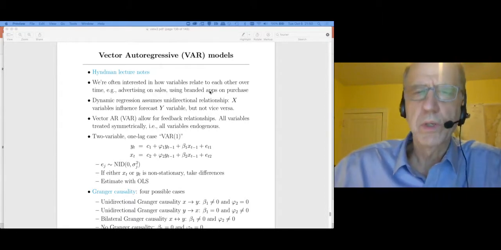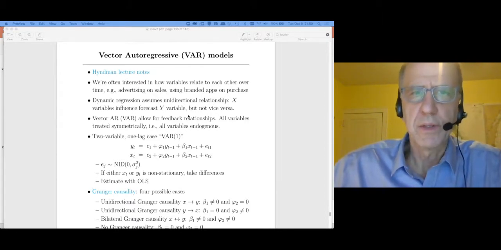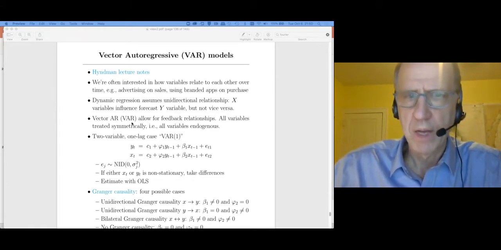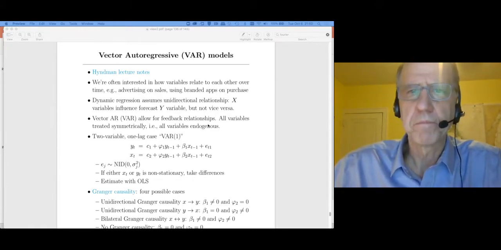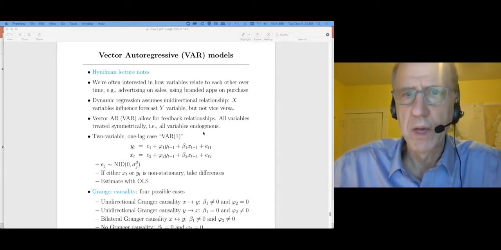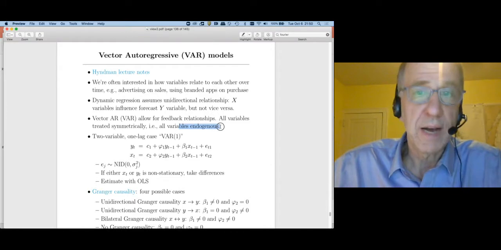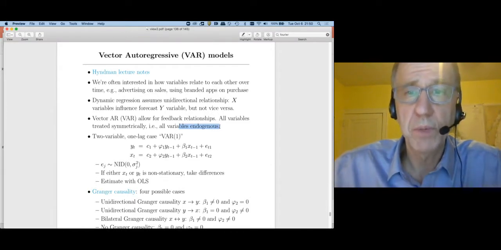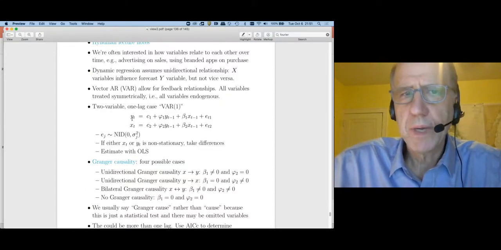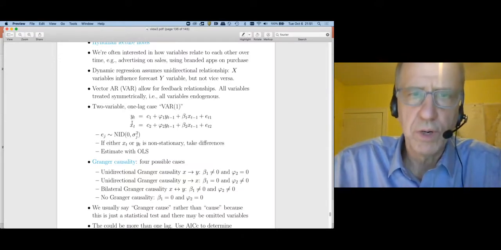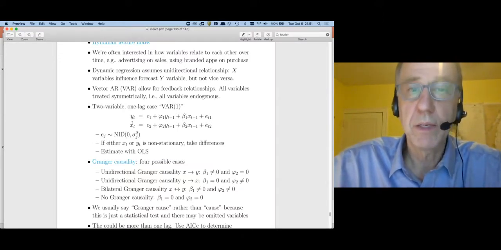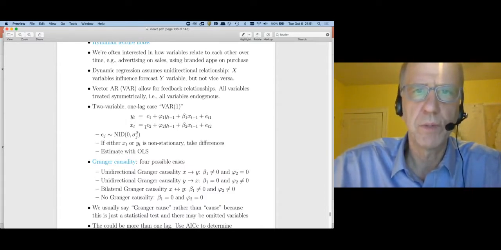The tool that we're going to use to handle this is called a vector autoregression model. And so the idea is going to be simply this. All the variables get treated symmetrically. All the variables are going to be endogenous, which means they are within the system. I've stripped down the notation out of the textbook. Let's say we've only got two variables. This could be expanded to more than two, but for starters, let's just have two variables.